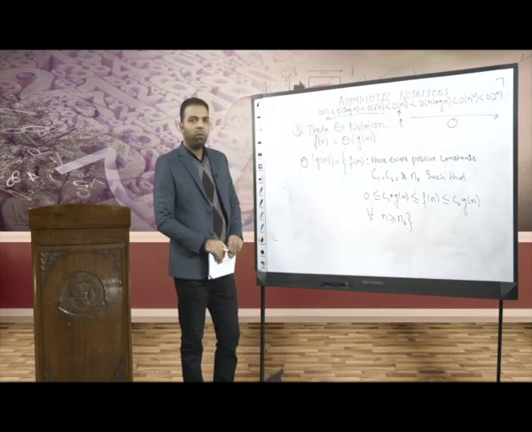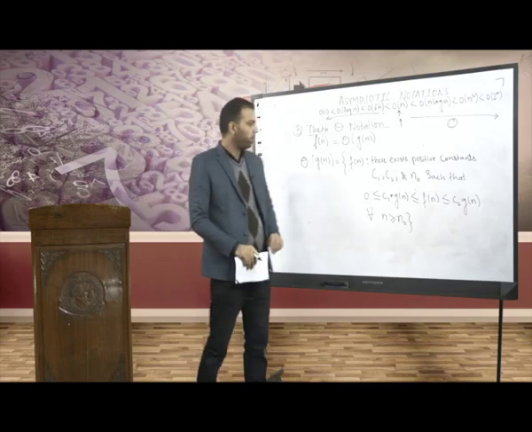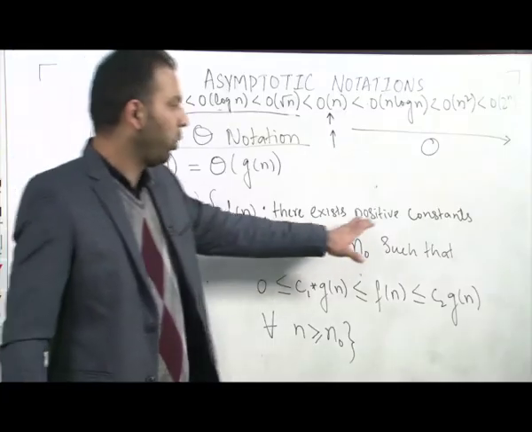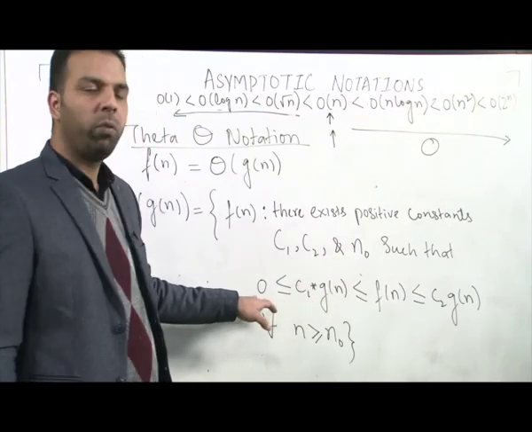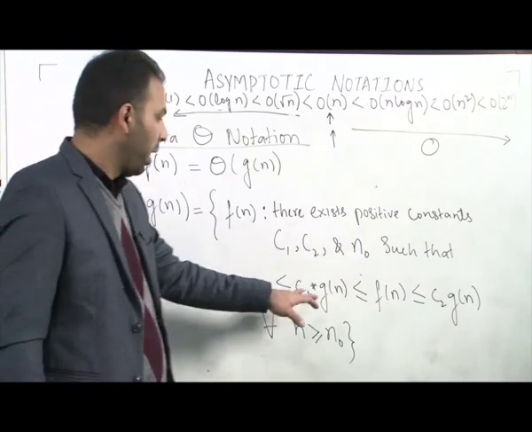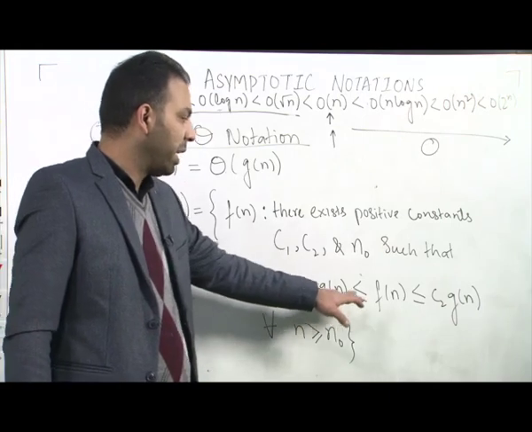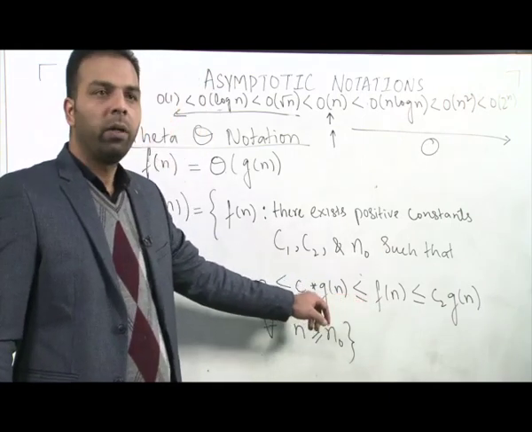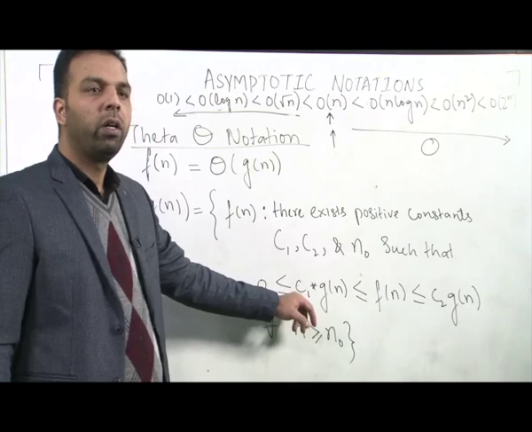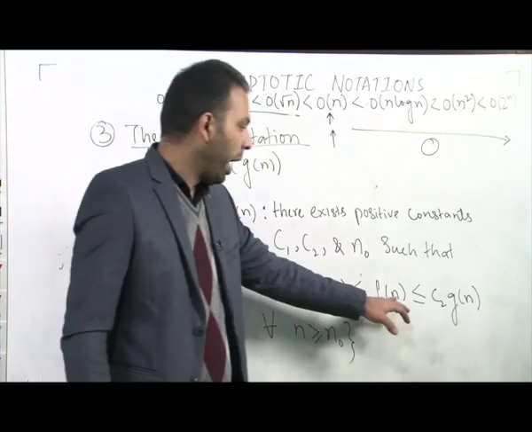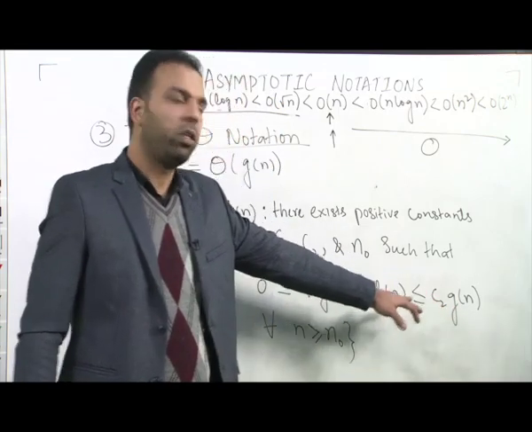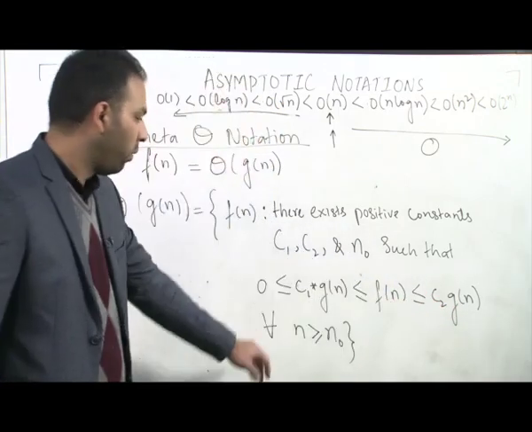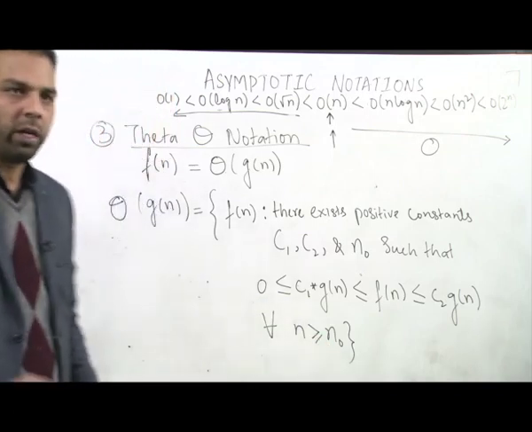so you can see that we have combined the previous two definitions. There exist positive constants C1, C2 and N0 such that it is greater than 0, meaning it's a non-negative function. C1 multiplied by g of n is less than f of n. This is your omega notation. And f of n is less than or equal to C2 of g of n. And this is your big O notation, for all n greater than or equal to N0.